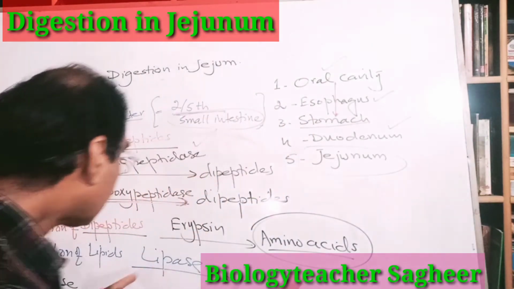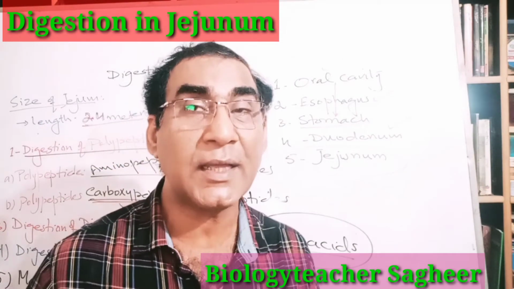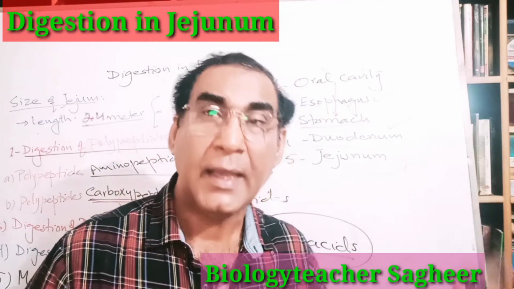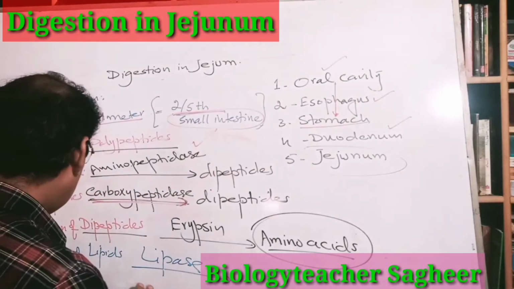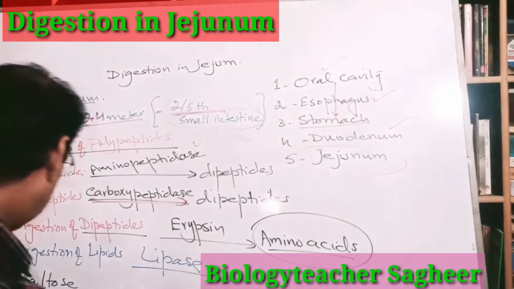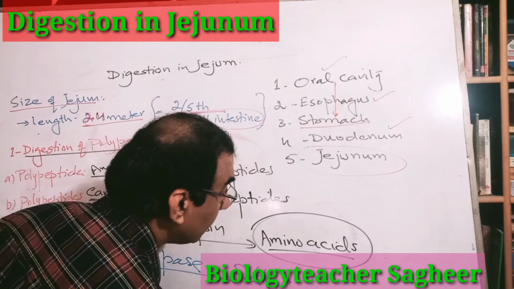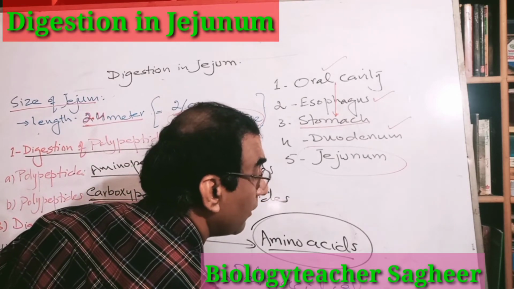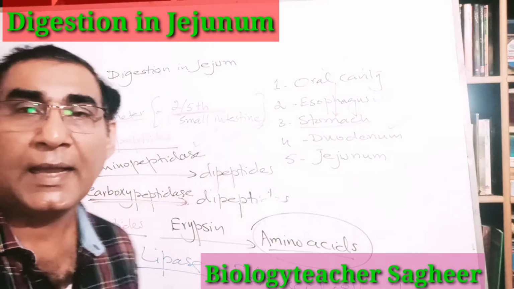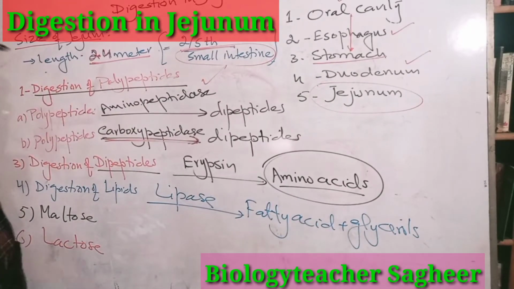Now, digestion of lipids is also carried out in the jejunum, and here is the third step where the digestion of the lipids occurs, and fatty acids and glycerols are formed. You could see the next step. The digestion of what?